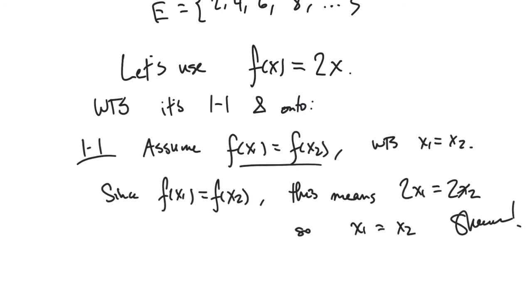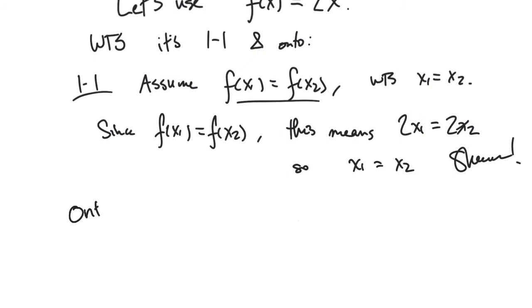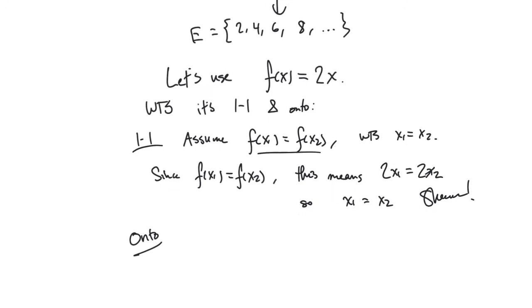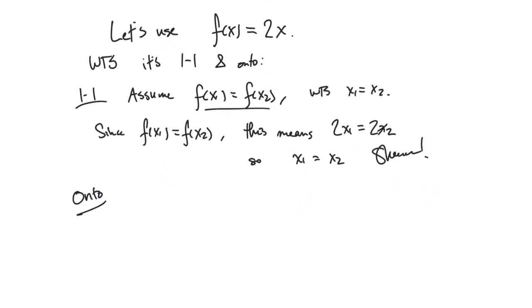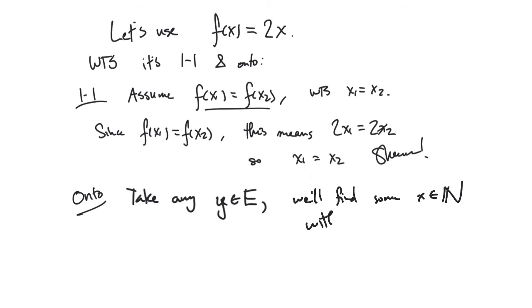How about onto? Remember what onto means? It means for every value in the codomain, which in this example is E, there is some x value which goes into that value in the codomain. So I'm going to say take any y in E. That's a y right there. And I want to show, or let me say it this way, we'll find some x in N with f of x equals y, right? This is what you need to do to show something is onto.